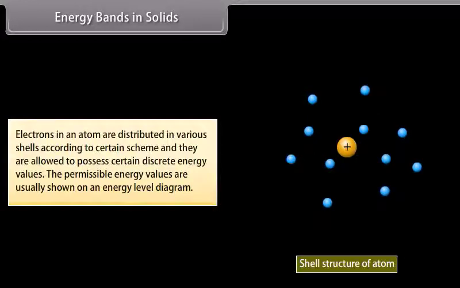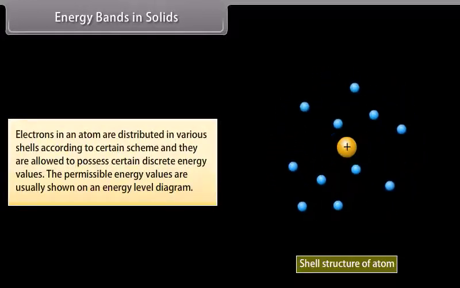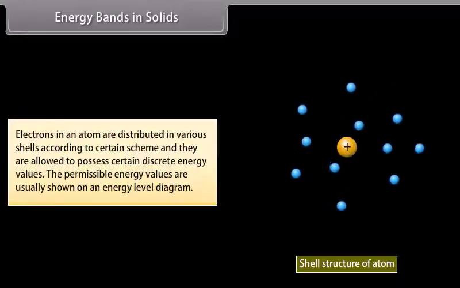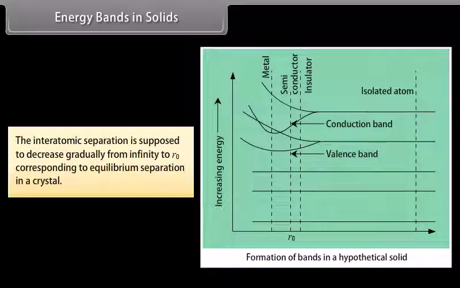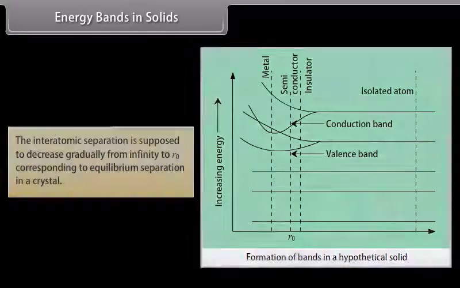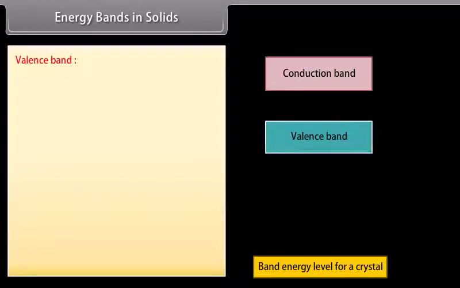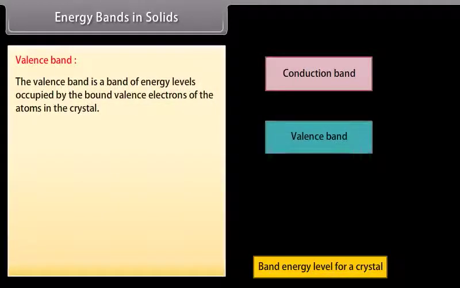We consider the formation of bands for the energy level normally occupied by the valence electrons and the next level above it. The interatomic separation is supposed to decrease gradually from infinity to R, corresponding to the equilibrium separation in a crystal. Valence band. The valence band is a band of energy levels occupied by the bonded valence electrons of the atoms in the crystal.